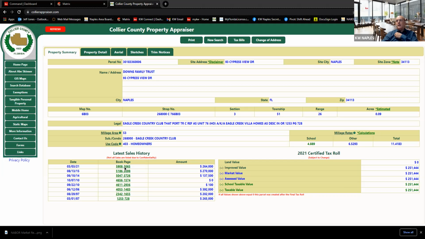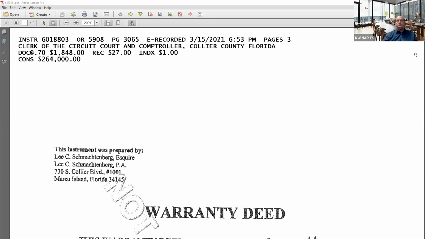Can you all see that okay? No, we can't see what happens when you click. Can you see the warranty deed? No. Okay, hold on, we can fix that. Okay, can you see that? Yes. Okay, so that's the warranty deed.